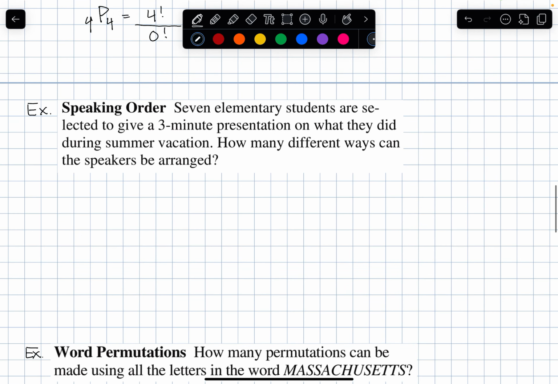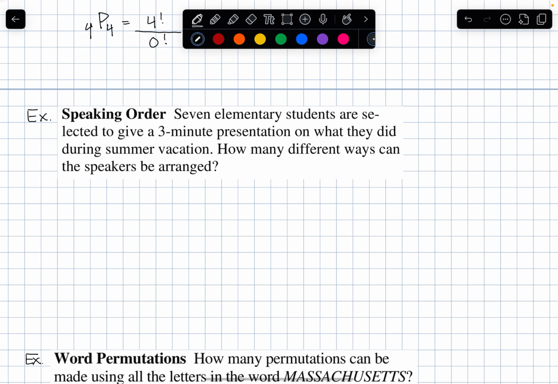All right, next example says 7 elementary students are selected to give 3-minute presentations on what they did during summer vacation. How many different ways can the speakers be arranged? So in this case, I have 7 students. Students are all individual, right? Everybody's different. So I know this is a no repeats. We're doing a P. I have 7 students to choose from, and I want to arrange all of those speakers. This is another 7P7, just like 4P4, and we have an idea of what that should look like.